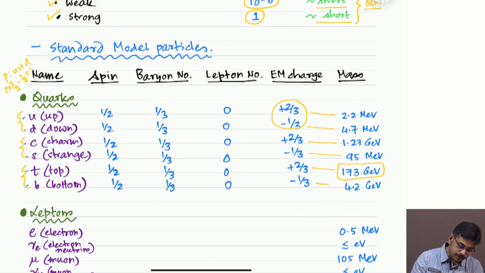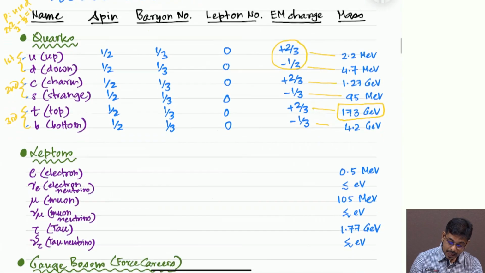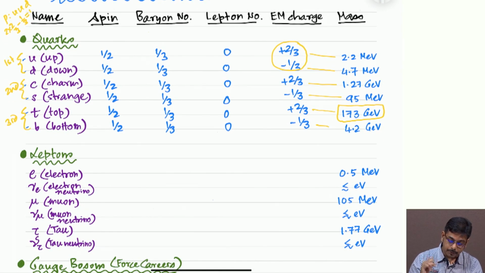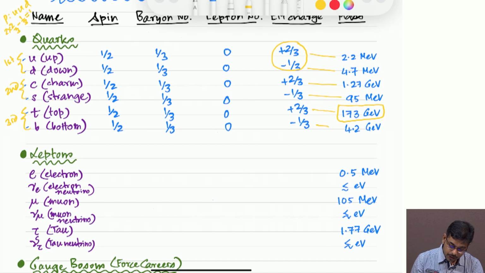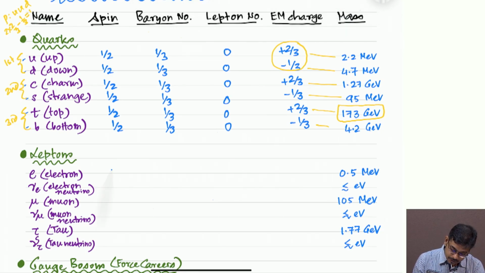Up and down form the first family of quarks, charm and strange form the second family of quarks, and top and bottom form the third family of quarks. Now, after the quarks, let us come to the leptons. The first lepton that we all know about is the electron. Once again, it turns out that all the leptons are spin half, or fermions. So, the electron has a spin half.